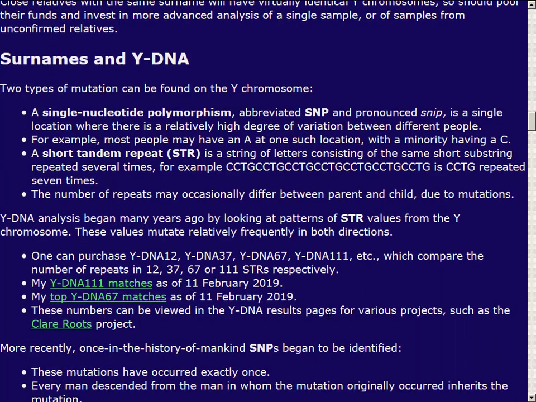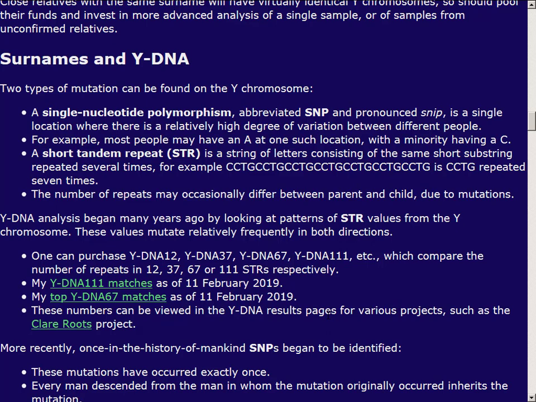So there's two types of mutations that we look for on the Y chromosome: SNPs and STRs. SNP is a single nucleotide polymorphism. The nucleotide is the chemical compound that gives you the letter A, C, T, or G. Single nucleotide means it's just one letter that changes. Polymorphism is a Greek word meaning more than one form. So most people might have an A at a particular location on the Y chromosome. Some people will have a C.